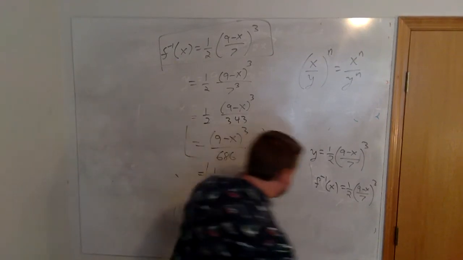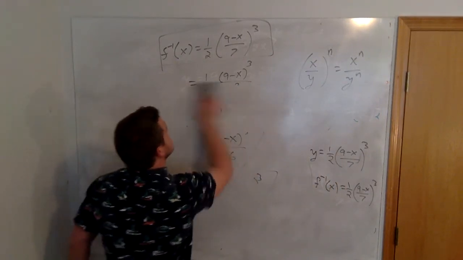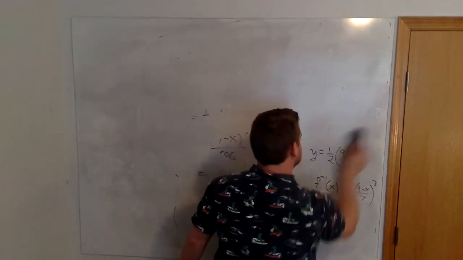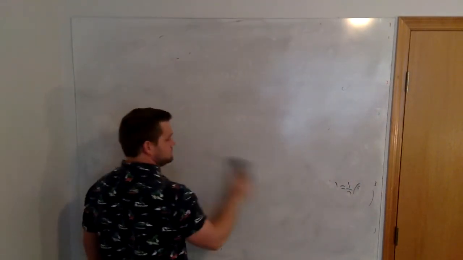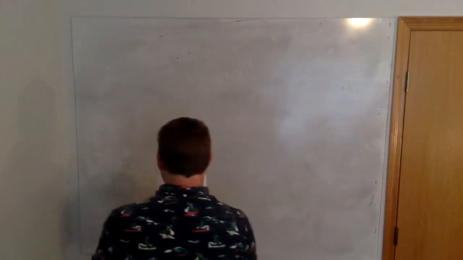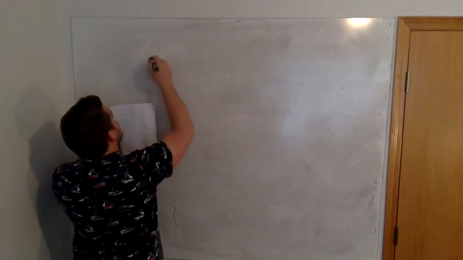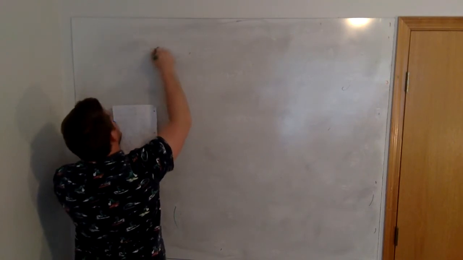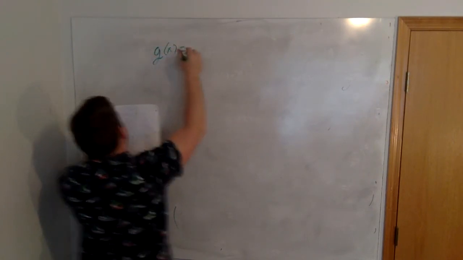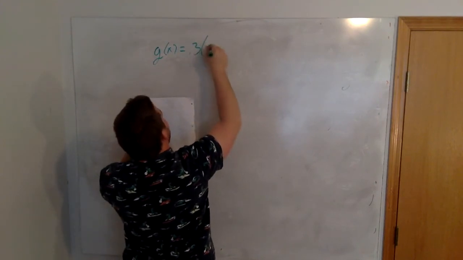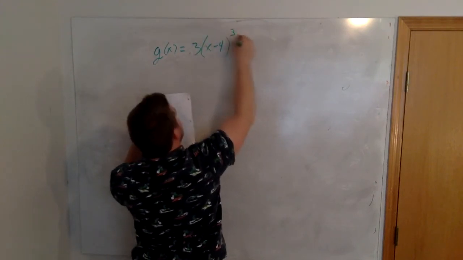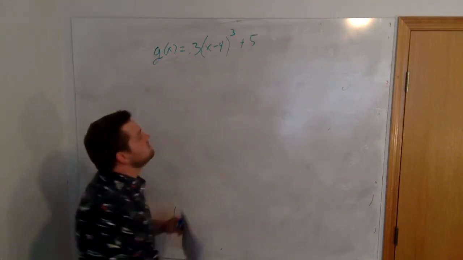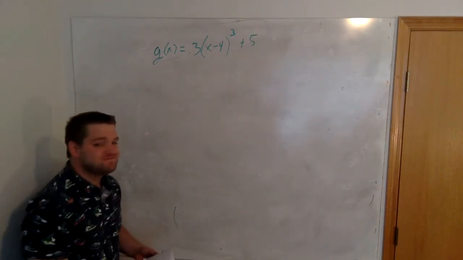Let's do another example. Okay, let's say we have g of x is equal to, how about 3 times (x minus 4) quantity cubed plus 5. Okay, take a second and try to find the inverse of this function.